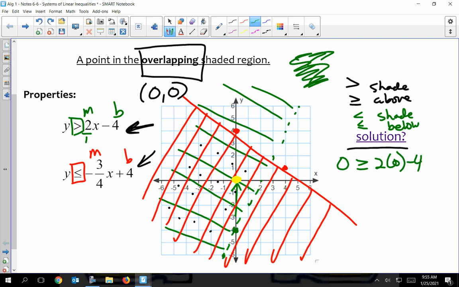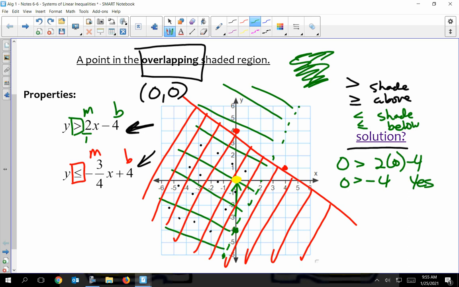So putting it into the top one, my y is 0, my x is 0. 2 times 0 is 0. 0 minus 4 is negative 4. Is 0 greater than or equal to negative 4? Sorry, I'm supposed to put equal to on that. And that's true. So yes.